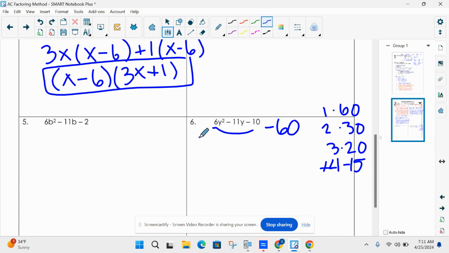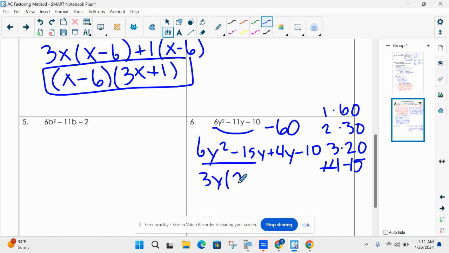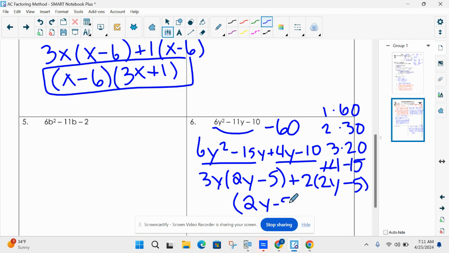So when I split the middle term up, sometimes it's helpful if you have one positive and one negative to put the negative first so that you don't have to deal with factoring out a negative in the second set. So minus 15y plus 4y minus 10. So here we'll factor out 3y and get 2y minus 5. And then the second set, we'll factor out a 2 and get 2y minus 5. And then finally, 2y minus 5 times 3y plus 2.